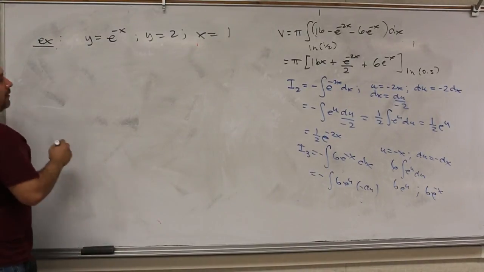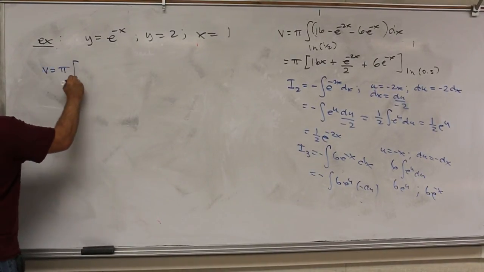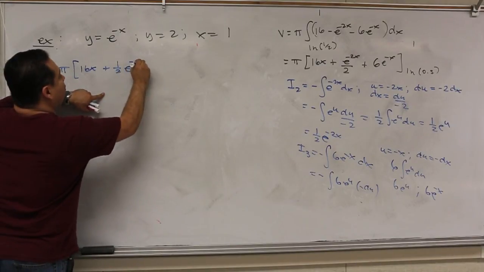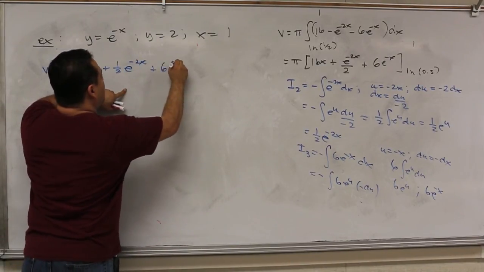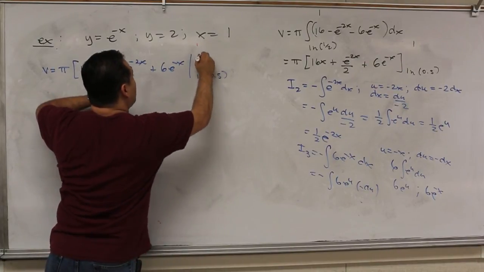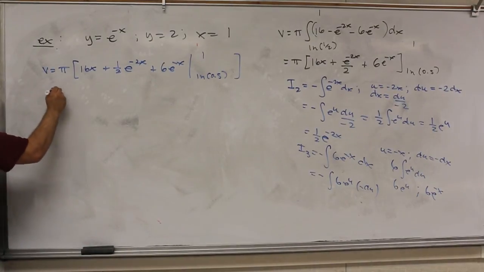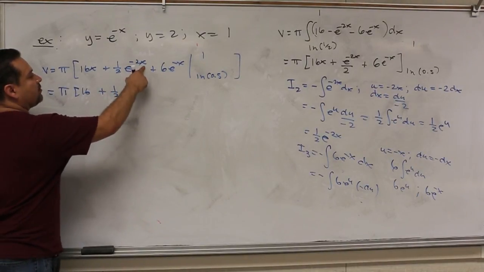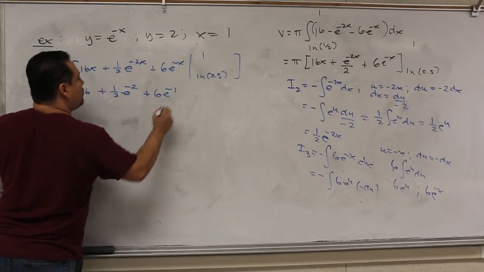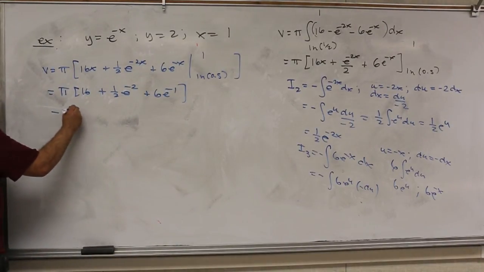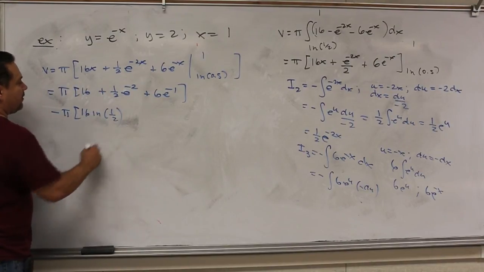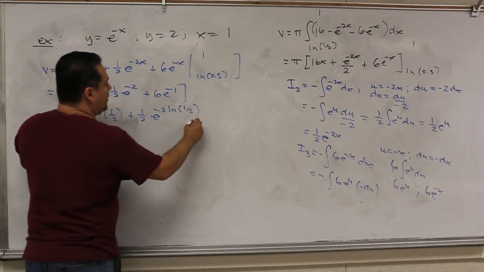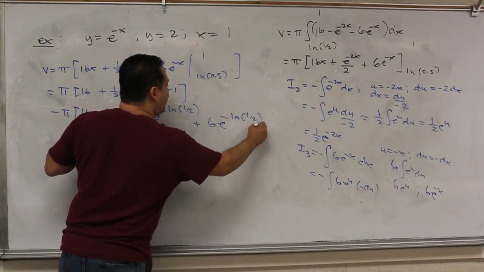So anyway, the volume will be pi times 16x plus 1 half e to the minus 2x, plus 6e to the minus x, from natural log of 0.5 to 1. So what we'll do is plug this in. Pi times 16 times 1 plus 1 half e to the minus 2, because x is 1, plus 6e to the minus 1, minus pi times 16 natural log of 1 half plus 1 half e to the minus 2 natural log of 1 half plus 6e to the minus natural log of 1 half.